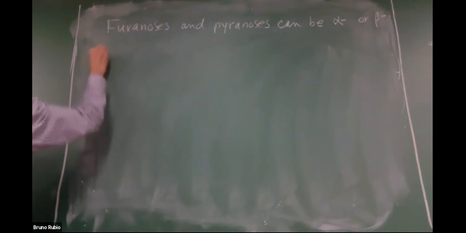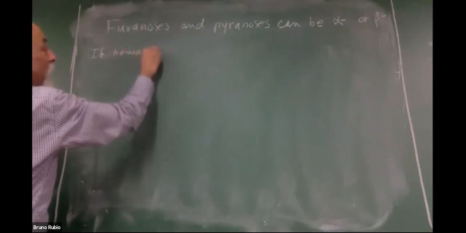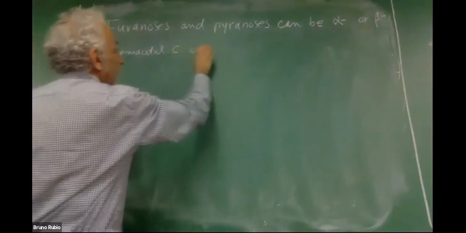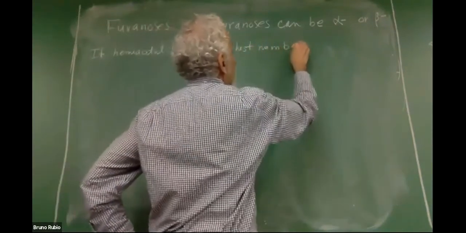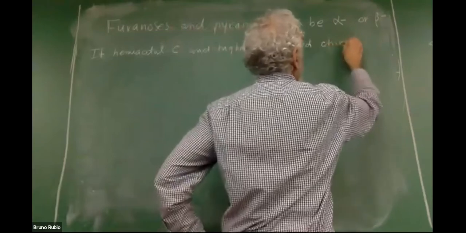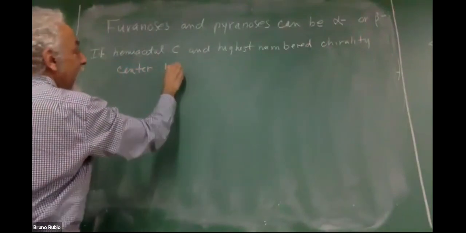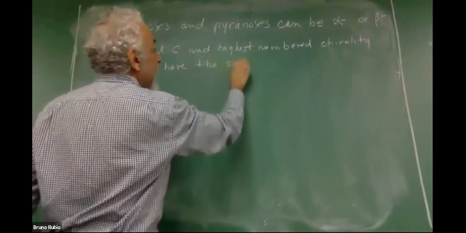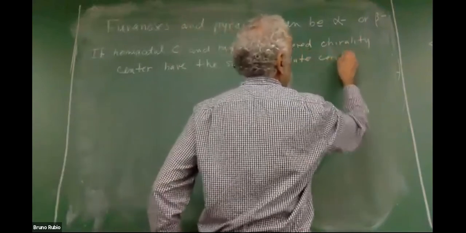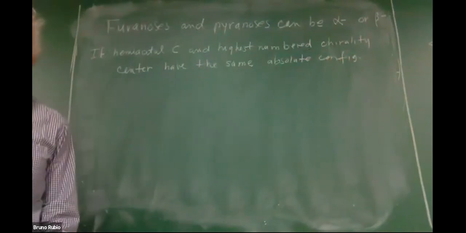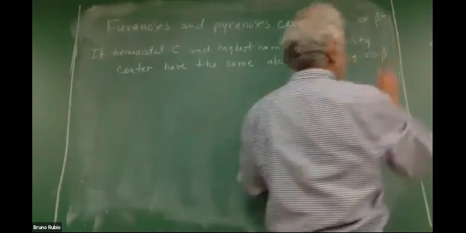If the hemiacetal carbon and the highest number chirality center have the same absolute configuration, in other words, they're both S or they're both R, then this is called beta.